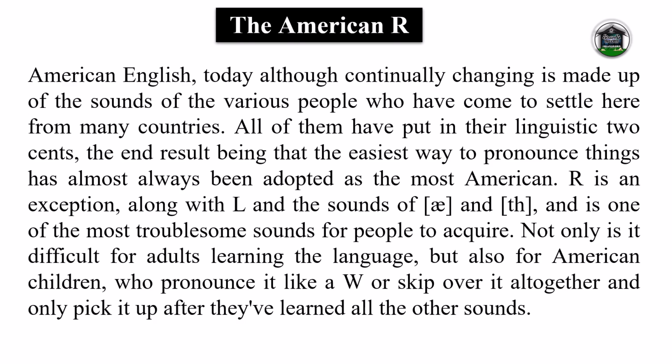Chapter 6. The American R. American English today, although continually changing, is made up of the sounds of the various people who've come to settle here from many countries. All of them have put in their linguistic 2 cents, the end result being that the easiest way to pronounce things has almost always been adopted as the most American. R is an exception, along with L and the sounds of A and th, and is one of the most troublesome sounds for people to acquire. Not only is it difficult for adults learning the language, but also for American children, who pronounce it like a W, or skip over it altogether and only pick it up after they've learned all the other sounds.